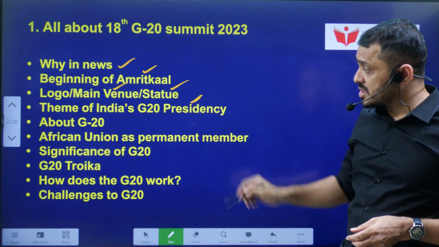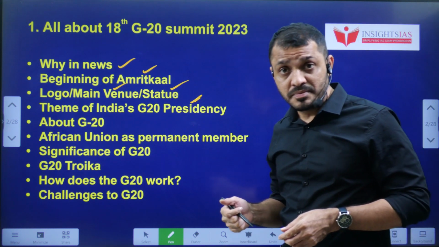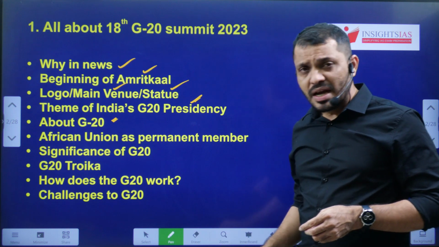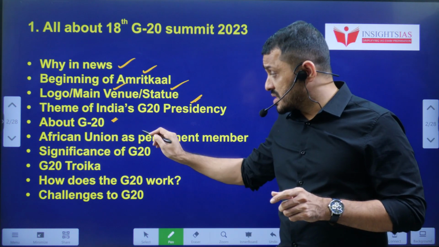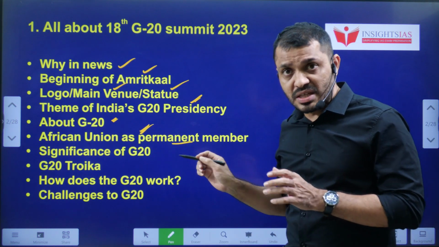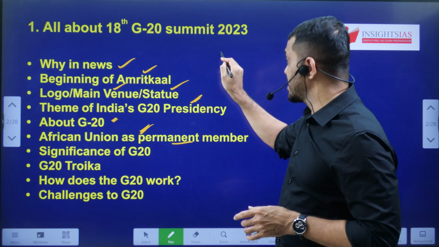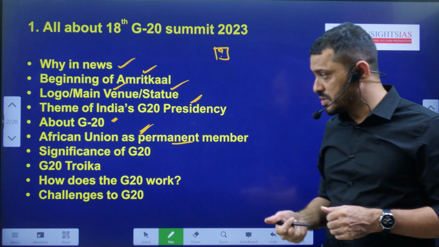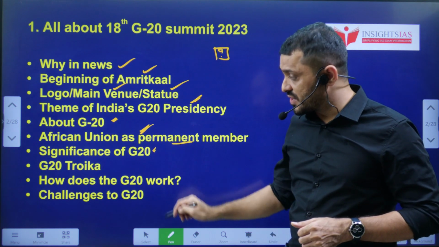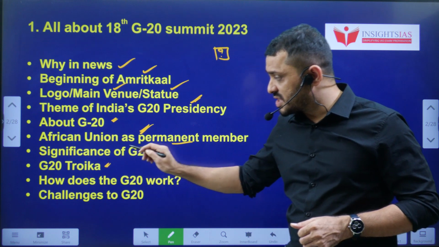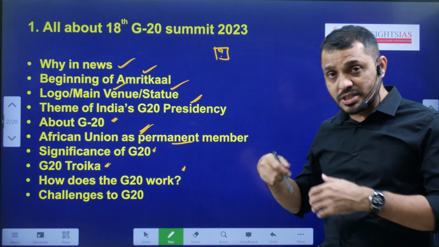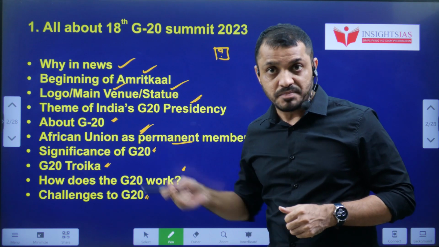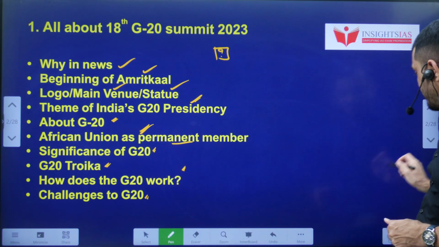And the theme of this year's G20, what is the theme? We have also included the Programme of LiFE in the G20. And tell me guys, this year the African Union was given permanent membership. How many countries are there in the African Union? How many nations are there in the African Union? Then we'll discuss the significance of G20. What is the meaning of G20 Troika? How does the G20 working mechanism function? And finally, what are the challenges faced by the G20? These are the topics we are going to cover in this video.